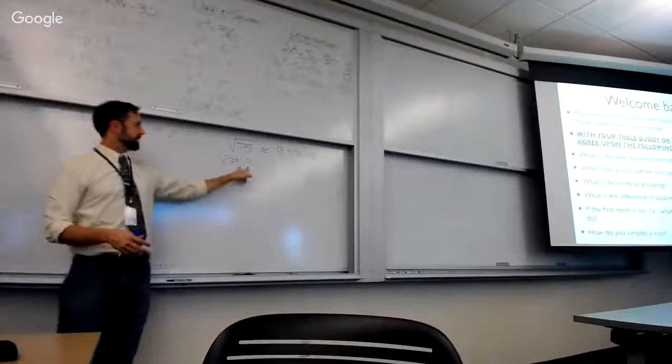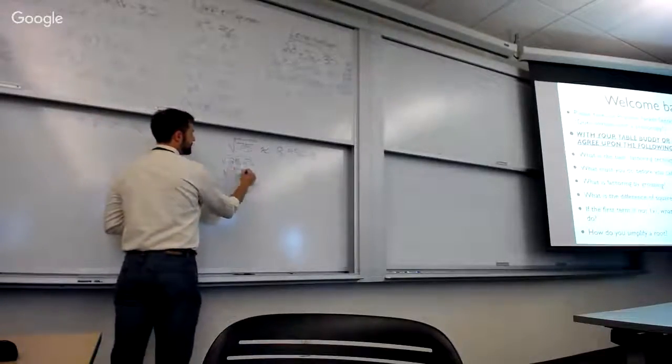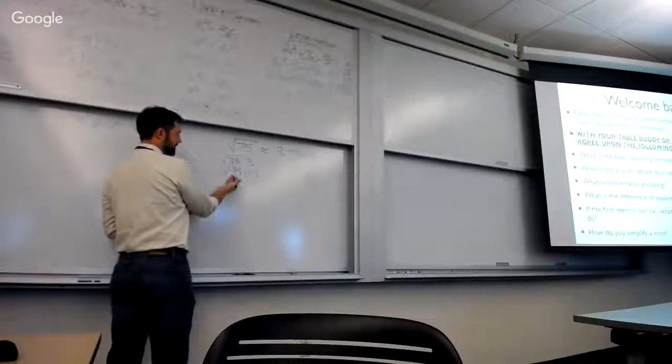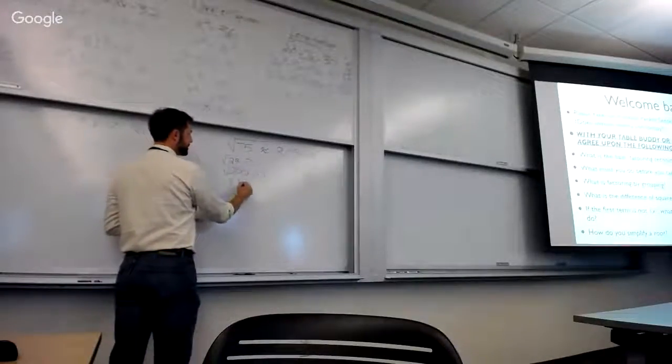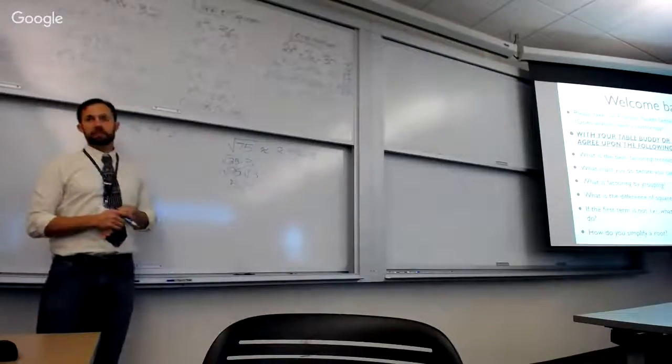So now you have your fact here. 75 is really 25 times 3. You split that into root 25 times root 3, and the square root of 25 is a nice, clean square number that you can actually square root, and you get 5 root 3. And we say that that's simplified.